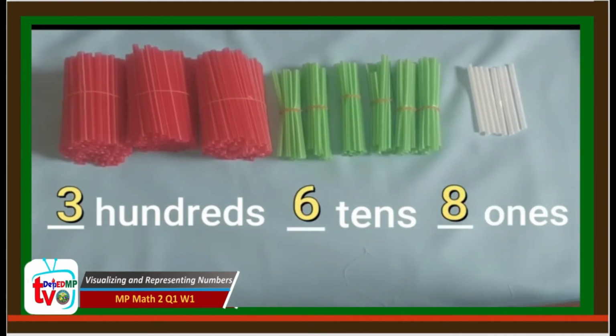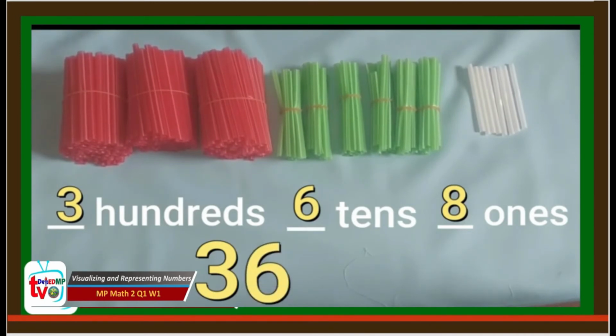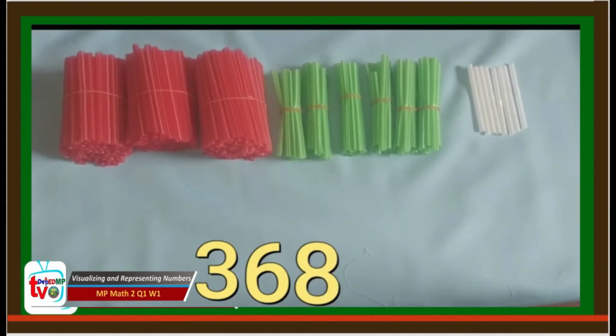Now, the straws show that there are 3 groups of hundreds, 6 tens, and 8 ones. So let us analyze and understand how many all in all the straws represent. So there are 300, 6 tens, and 8 ones. So all in all, the straws represent the number 368.